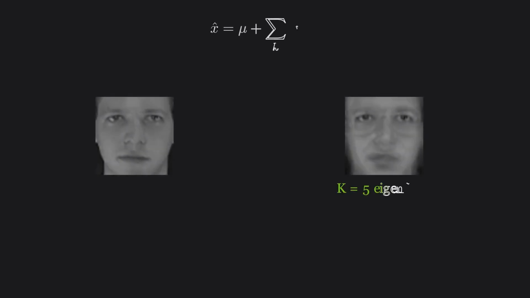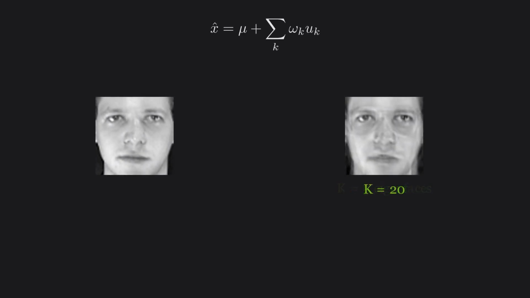We can also run this backwards. Reconstruct a face from its weight vector. Add the mean face back. Then add each eigenface, scaled by its weight. The result is an approximation of the original.